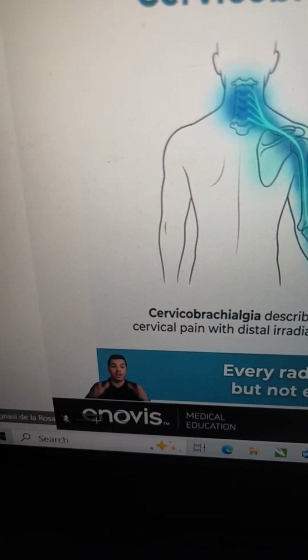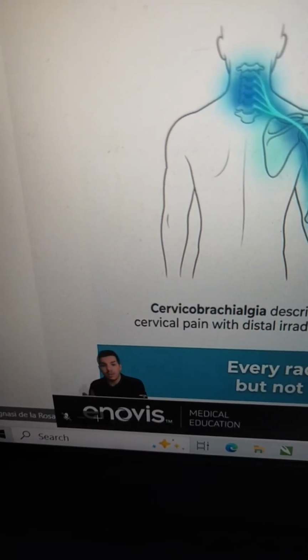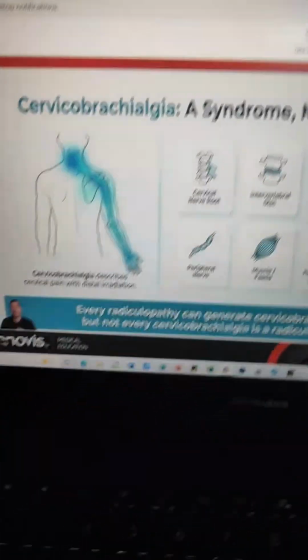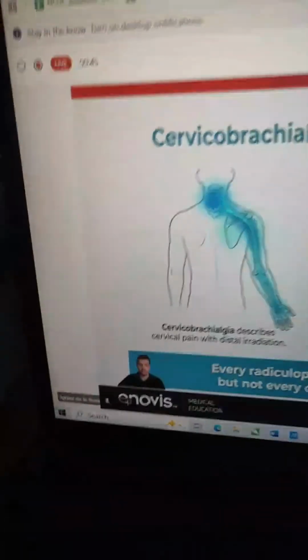That is why we must remember one key idea. Every cervical radiculopathy can cause cervicobrachialgia, but not every case of cervicobrachialgia will originally correspond to a radiculopathy.